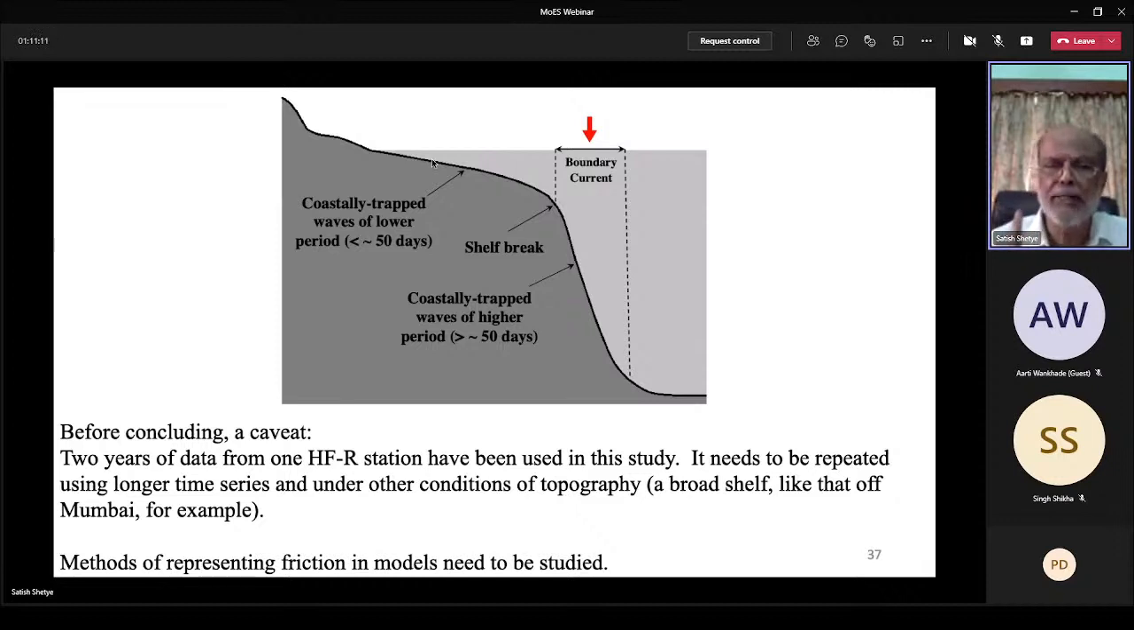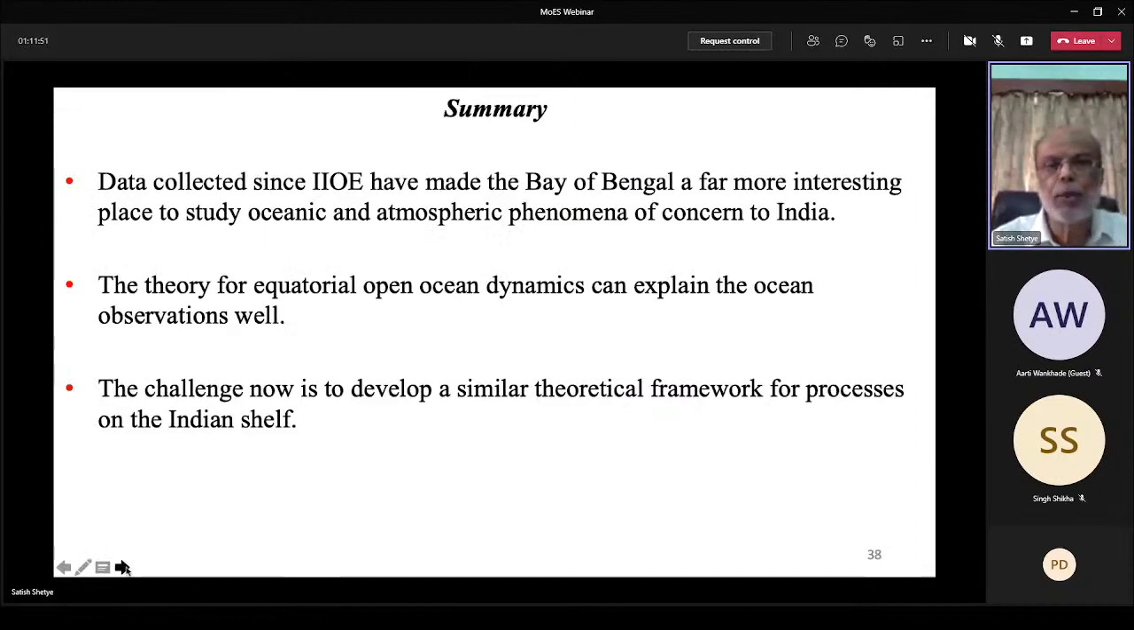Before concluding, however, I should point out this is based on 2 years of high frequency data at one location, a very special location, because the shelf is narrow, and it's in a way surprising that you see it even though the shelf is narrow, but it is something which needs to be studied. And there are such installations elsewhere, they need to be examined. And there are methods of representing friction which also need to be studied. So let me conclude now with this summary.